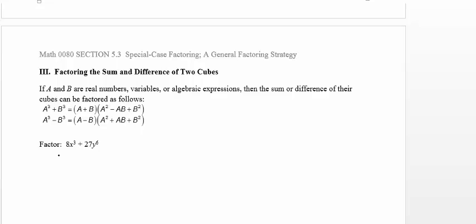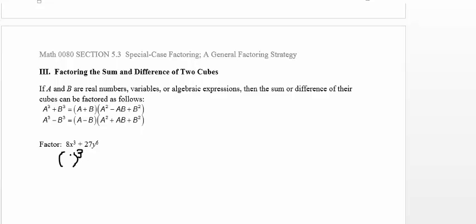So let's apply this to factoring 8x cubed plus 27y to the 6th. First step should always be, is there a GCF I can factor out? And it turns out there are no numbers or letters that are common factors of both terms. So my first step is going to be to write this as the sum of two cubes.